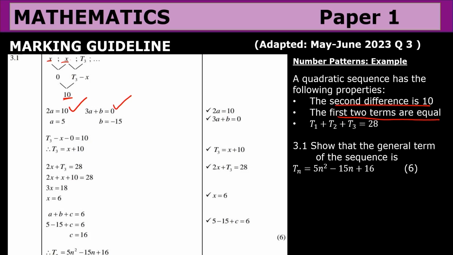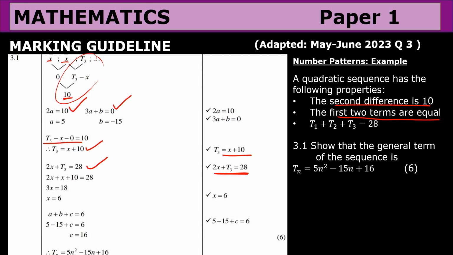Then we need to find c, but for us to find c, we need to find the value of x. So we're going to use the information that we were given here. Here we're going to get a mark for saying that the third term is equal to x + 10, and this is from us looking at that sequence that we've written out there. That's where the answer comes from. Then we were told that term 1, 2, and 3 is equal to 28, so writing that out again will award us another mark as well.